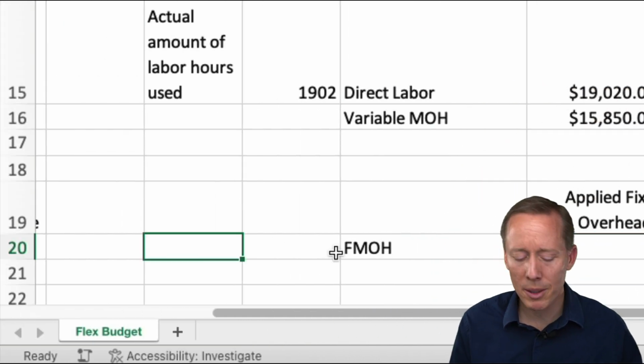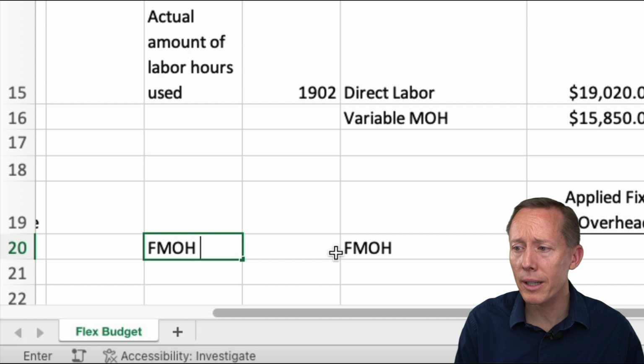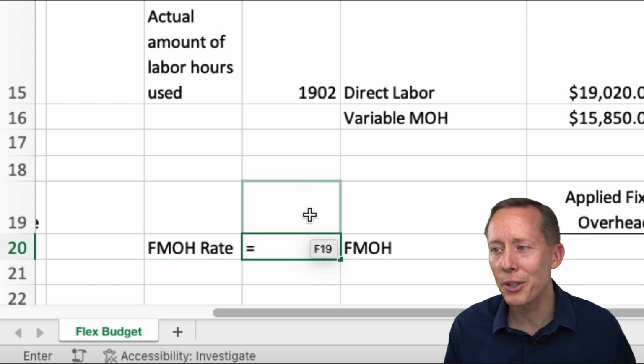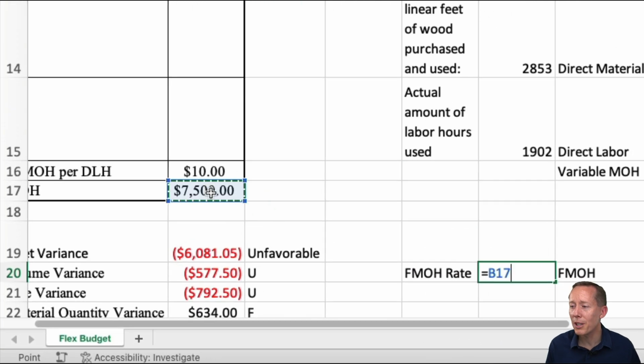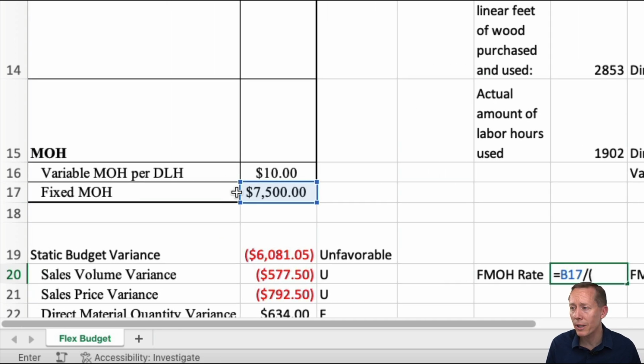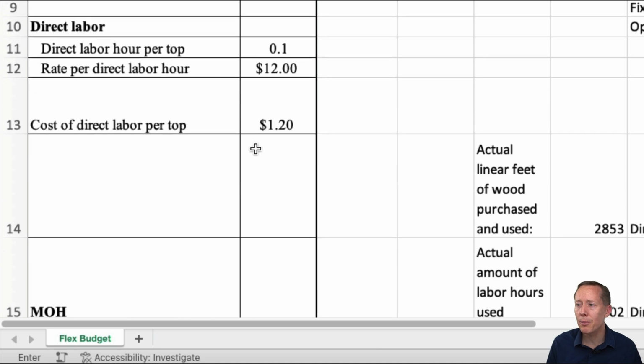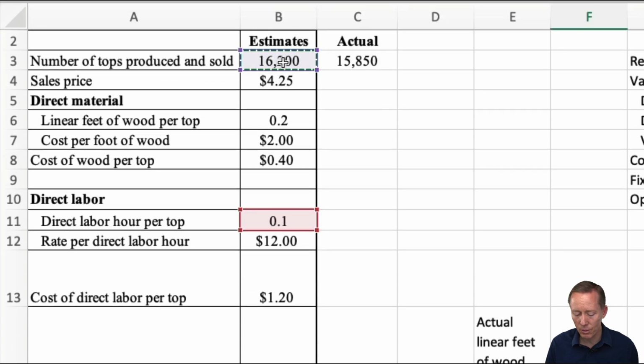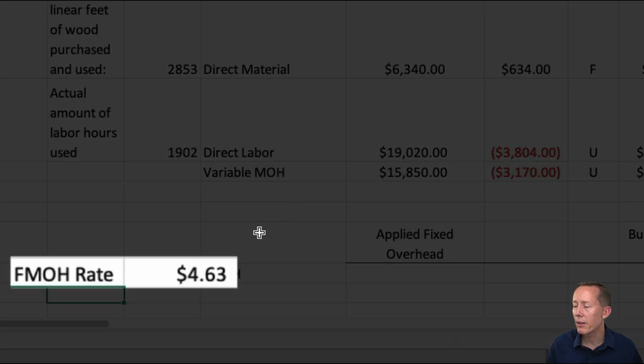We first would have come up with a fixed manufacturing overhead rate. Okay, and that would be equal to our budgeted fixed overhead cost divided by the total amount of direct labor hours, which we're using to allocate both fixed and variable overhead. So our budgeted direct labor hours are equal to the 0.1 direct labor hours per top times 16,200 tops. Okay, so that's our fixed overhead rate.